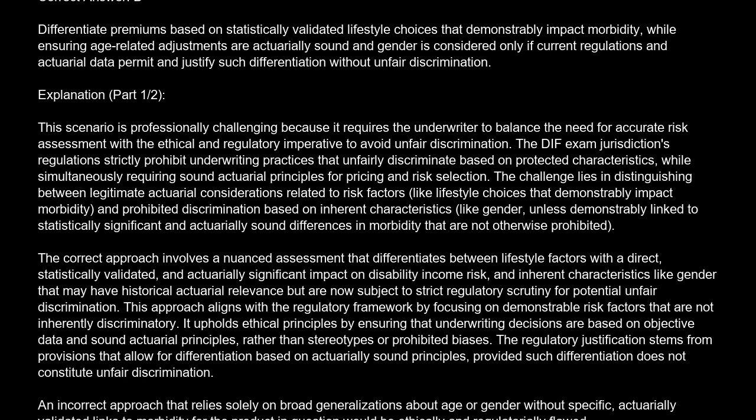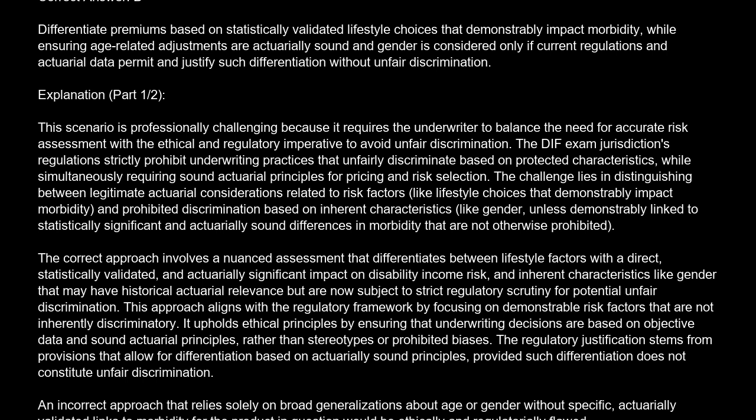The challenge lies in distinguishing between legitimate actuarial considerations related to risk factors, like lifestyle choices that demonstrably impact morbidity, and prohibited discrimination based on inherent characteristics, like gender, unless demonstrably linked to statistically significant and actuarially sound differences in morbidity that are not otherwise prohibited. The correct approach involves a nuanced assessment that differentiates between lifestyle factors with a direct, statistically validated, and actuarially significant impact on disability income risk, and inherent characteristics like gender that may have historical actuarial relevance, but are now subject to strict regulatory scrutiny for potential unfair discrimination.